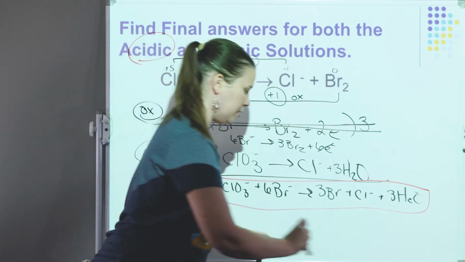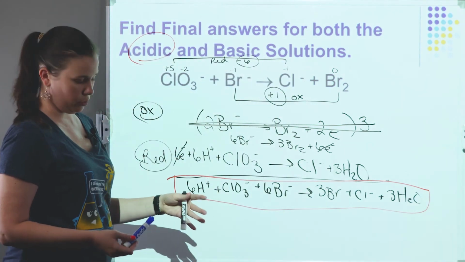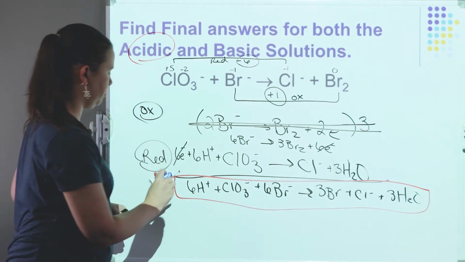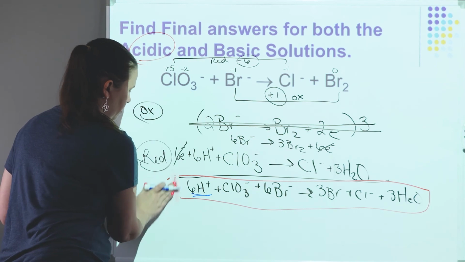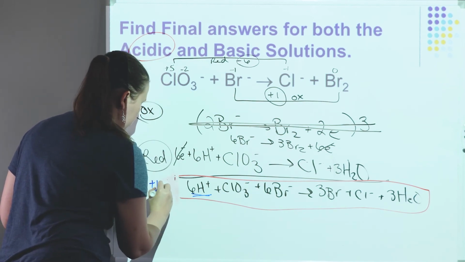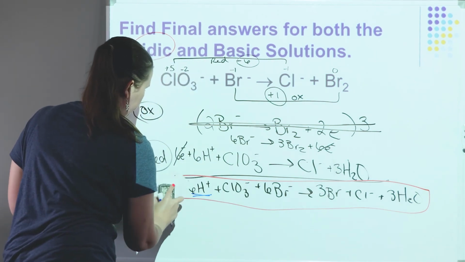Now, to make it basic, I would have to go through all of this stuff anyway. Now, at this point, I would start doing something a little bit different. I want to neutralize 6 hydrogen ions. So I'm going to add, oops, I don't know why I put a plus in front of that. Let me clean this up.